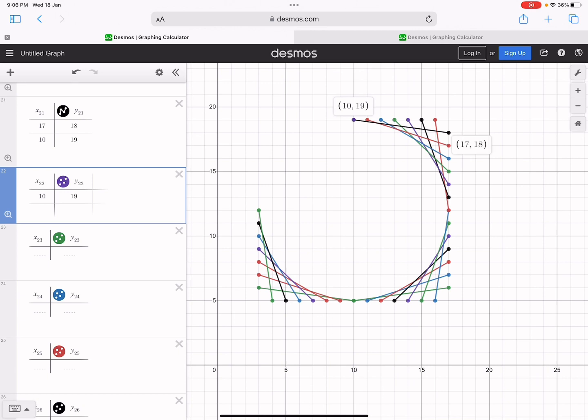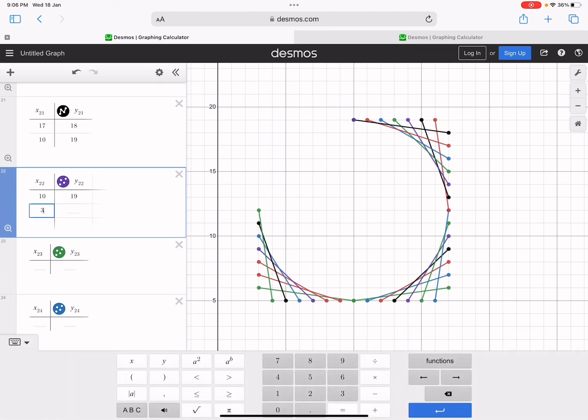17, 18. So we have to convert 17 and switch it up. The difference between 10 and 17 is 7. So 10 minus 7 becomes 3. So we do 3, 18: 3 on the x-coordinate and 18 on the y.